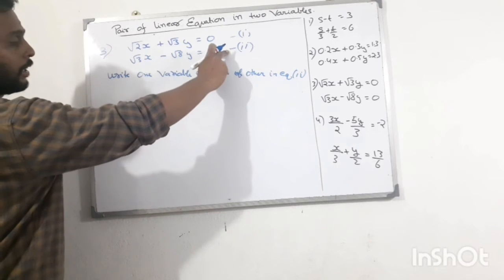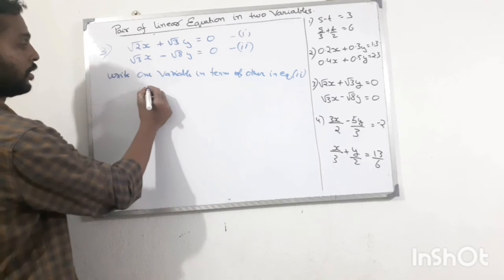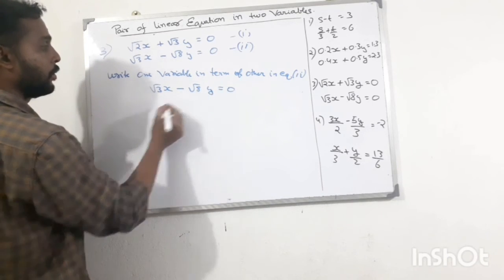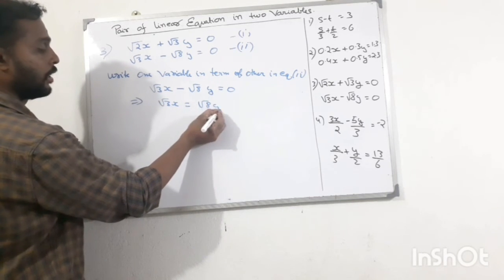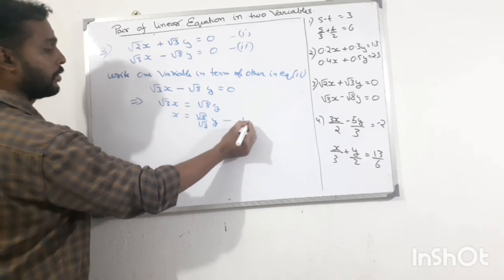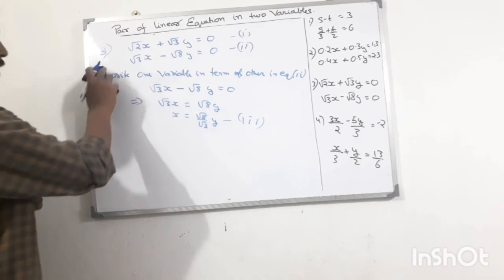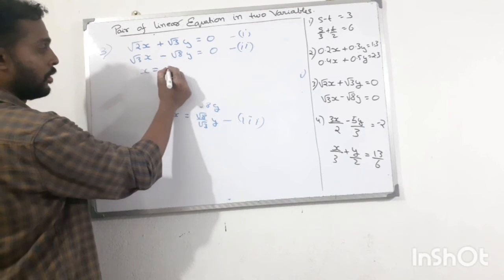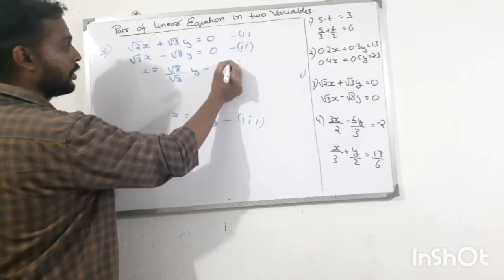When we take this term to the opposite side of the equal sign, then this becomes plus. So root 3x minus root 8y is equal to 0. This implies root 3x is equal to root 8y. So x is equal to root 8 by root 3 y. This is equation third. So we can write this value as equation third here: x is equal to root 8 by root 3 y.